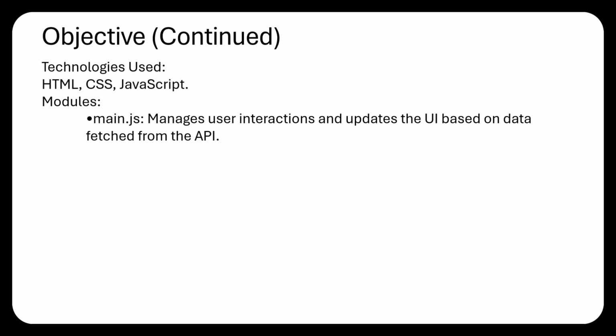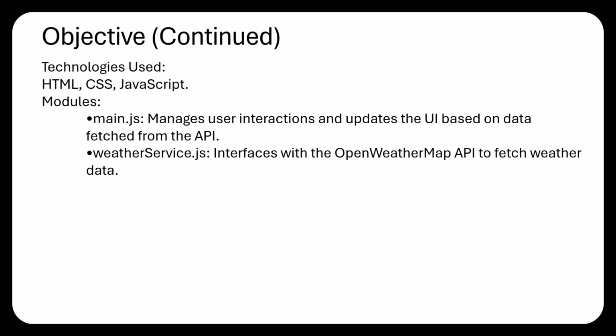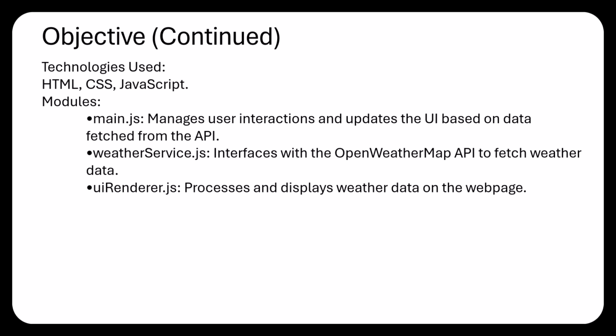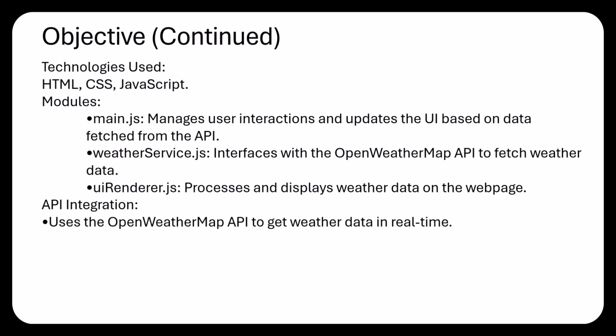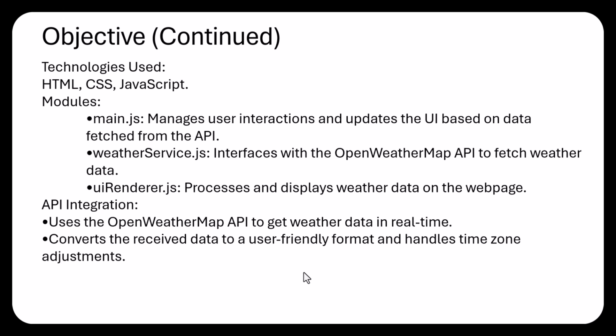There are a few modules. The first module is main.js, and it manages user interactions and updates the UI based on data fetched from the API. And weatherservice.js interfaces with the Open Weather Map API to fetch weather data, which is available for public consumption, which I will show you shortly. And there is another, UIrenderer.js, which processes and displays the weather data on the web page. And the API integration uses the Open Weather Map API to get weather data in real time, and it converts the received data to a user-friendly format and handles time zone adjustment.